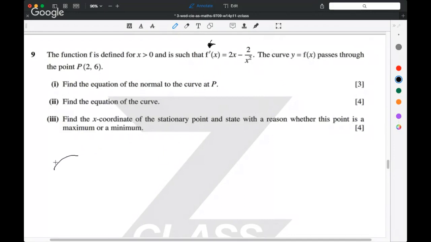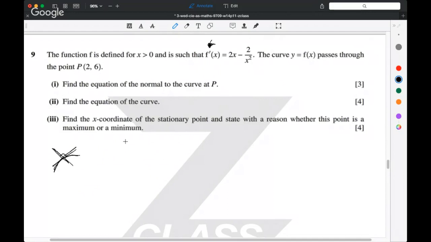The normal is basically if you have a curve and then you have a tangent. Now the normal is the line that's at right angles to the tangent, right angles to the curve at that point. Well, what do we know about right angles in terms of these equations of lines and curves? We know that if you have two straight lines that are at right angles, their gradients multiply to -1.